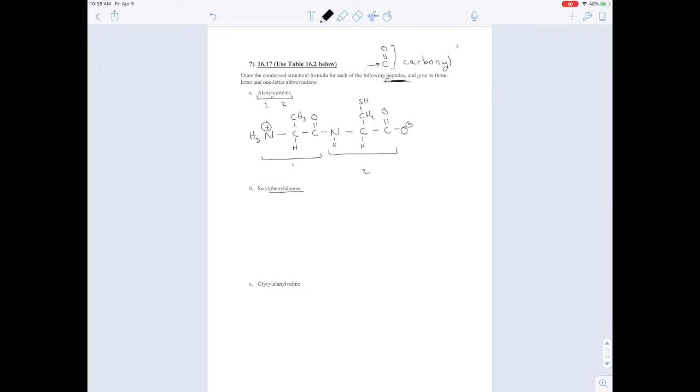This is made of 2 amino acids, so it would be called a dipeptide. Just to emphasize what we've got, we have alanine, that's this portion right here. And then we have cysteine, that's this portion right here, and you can see that they're connected by the peptide bond in between.